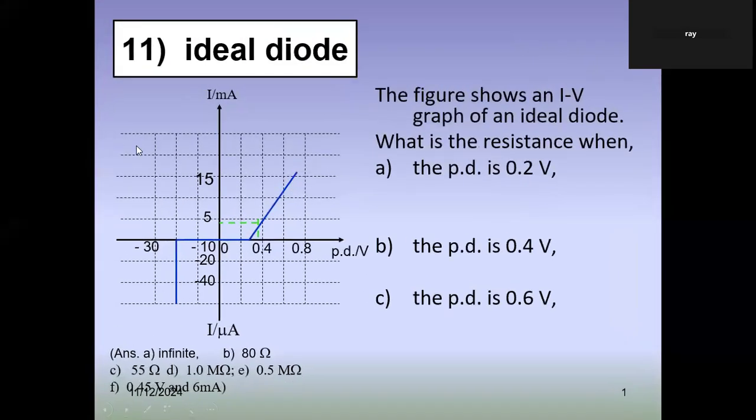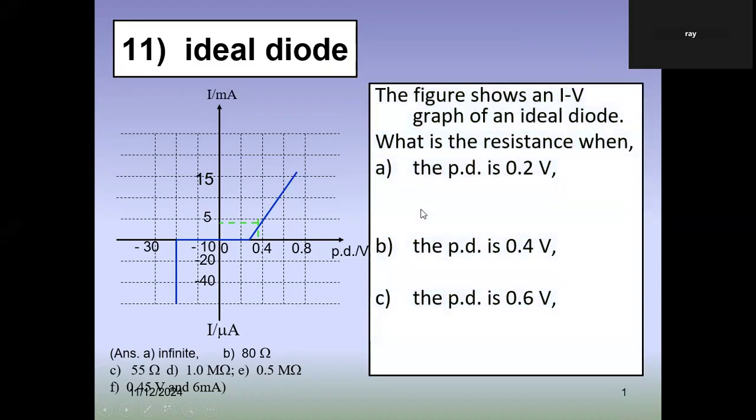This is an ideal diode. You should know how to calculate. Just read from the graph, that's all. 0.2 volt is here. So no current. So it's infinite, no? When it's horizontal for this type of graph, it's infinite resistance. The resistance is not zero, the resistance is infinite. No current flow means infinite resistance, no?